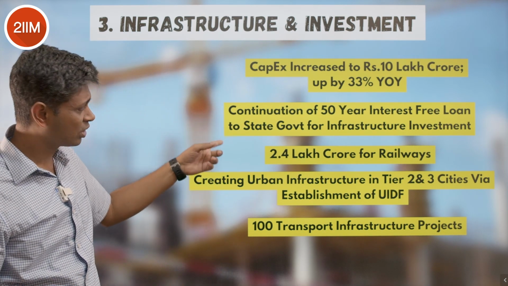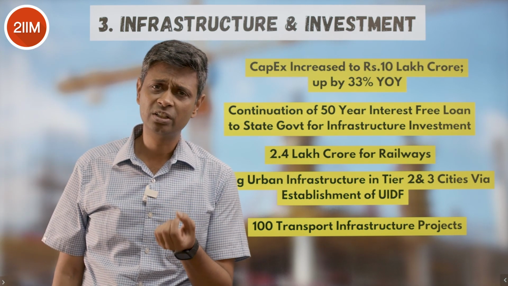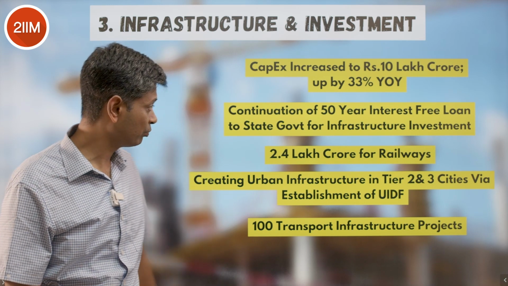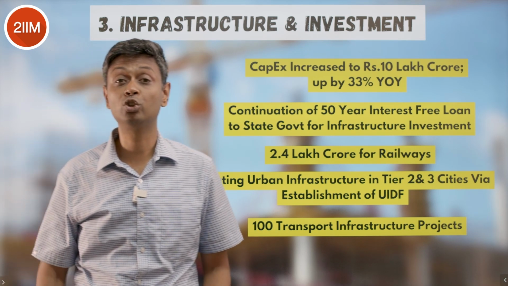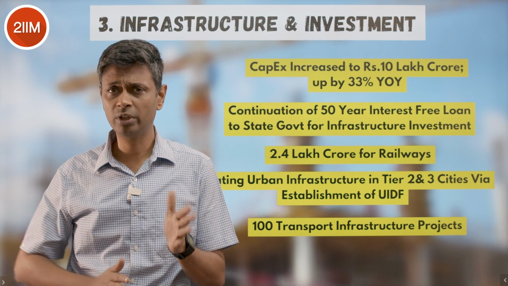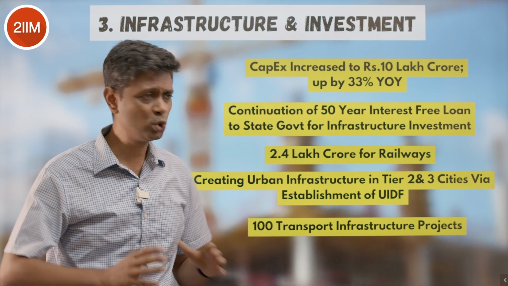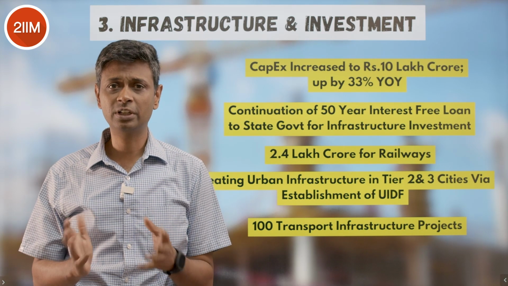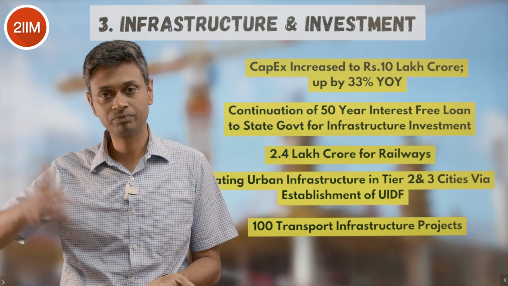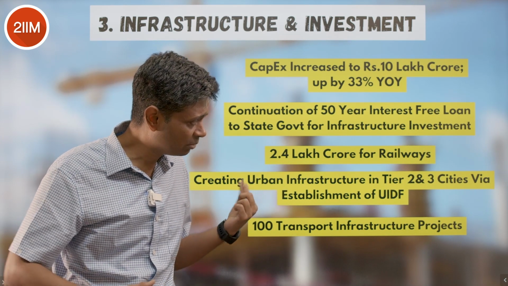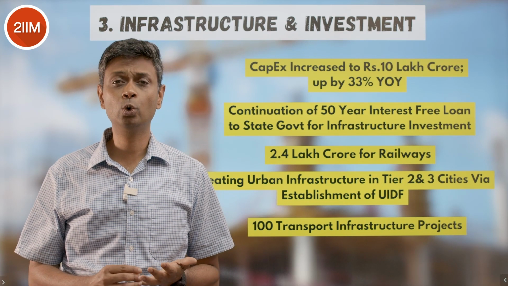A bunch of loans continue to be given to states on the condition that they will be spent on infrastructure development, not for revenue expense. They're very clear about that. 2.4 lakh crore for railways is huge. The big spending is going to be on railways and roadways. On railways, this allocation is huge. The government is saying we're going to transform the railway system in India over the next 5, 7 years. So the extent of money coming in here could transform the country.